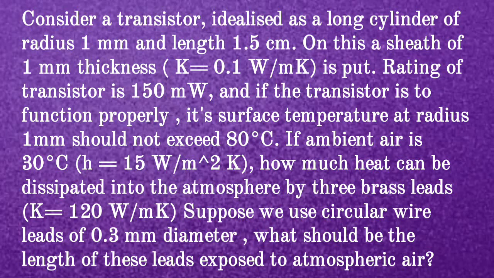If ambient air is at 30 degrees Celsius with h equal to 15 watt per meter square Kelvin, how much heat can be dissipated into the atmosphere by 3 brass leads with K equal to 120 watt per meter Kelvin? Suppose we use circular wire leads of 0.3 mm diameter. What should be the length of these leads exposed to the atmospheric air?